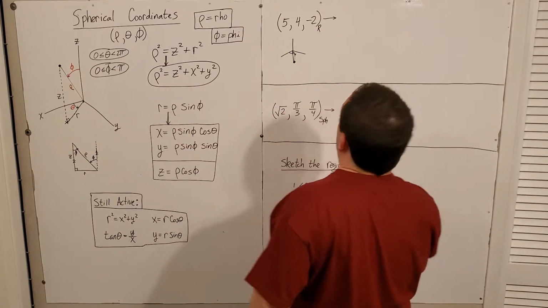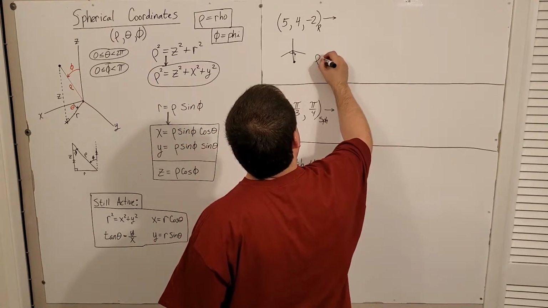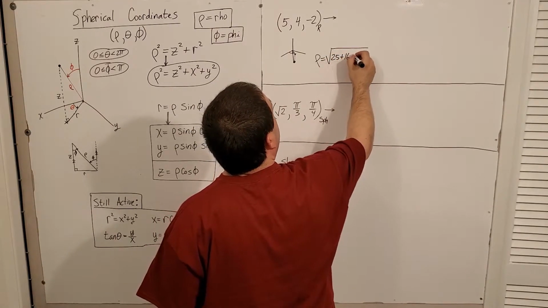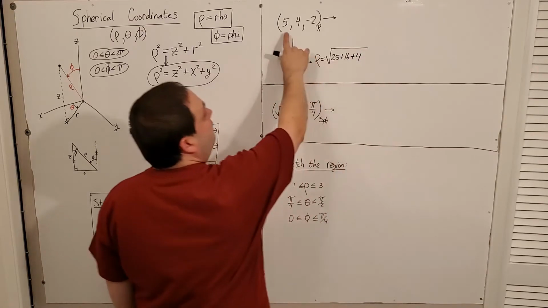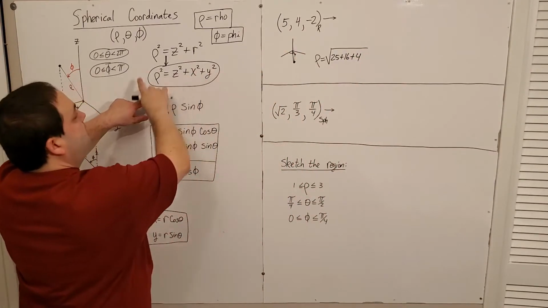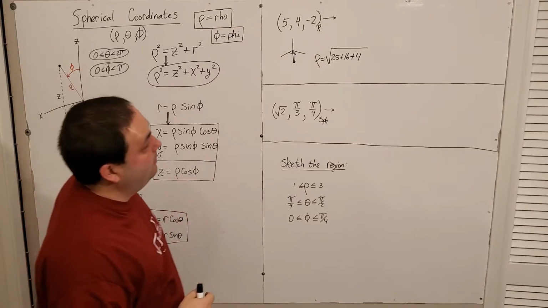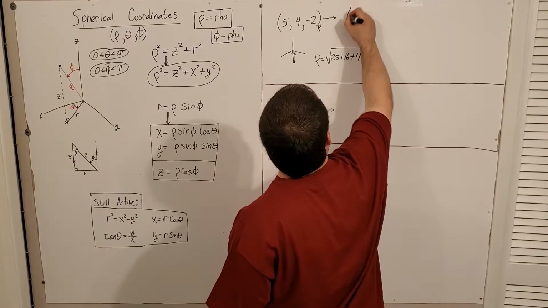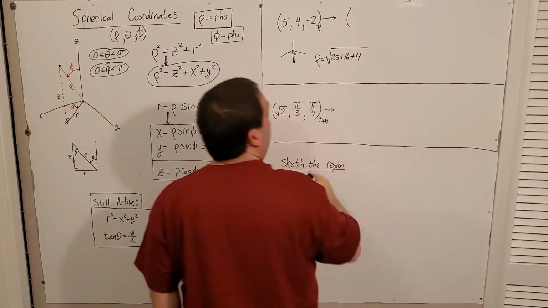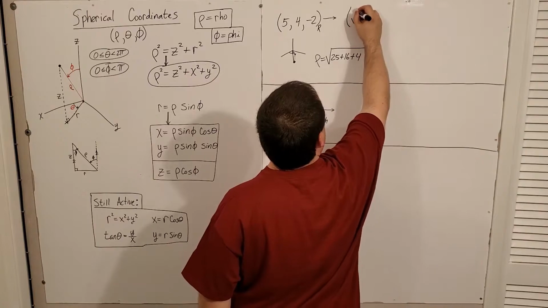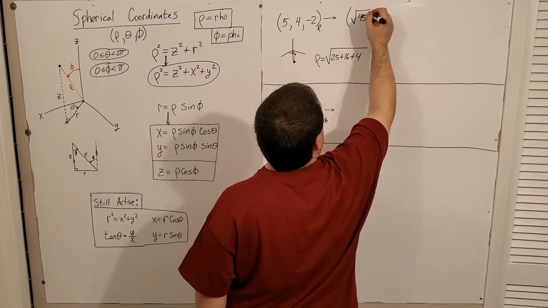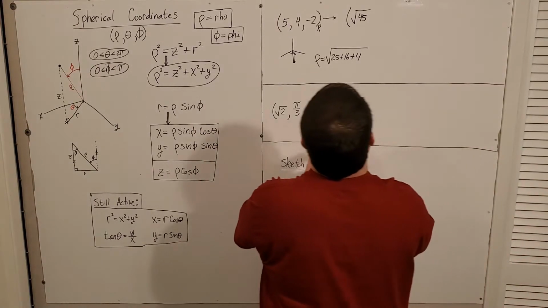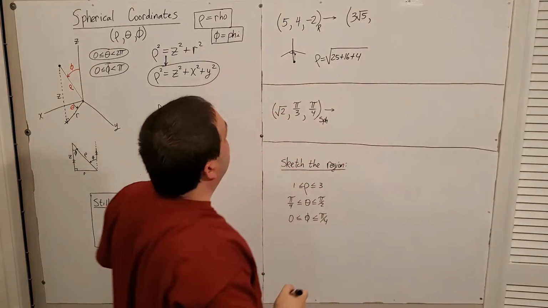Rho is going to be equal to the square root of 25 plus 16 plus 4. That's just using this right here to get my distance that I'm going to have to go. And that's my first component of my other coordinate system. So we've got square root of 45. I guess we can simplify that. Let's do 3 square root of 5. Okay. That's my rho.